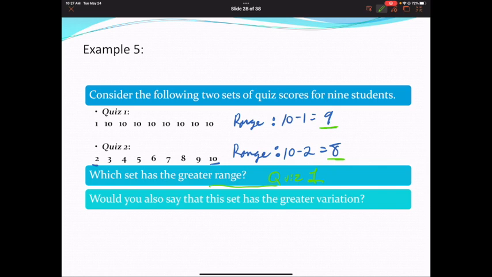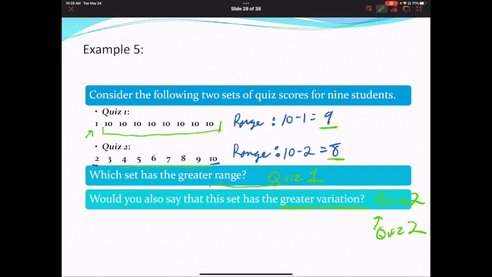But which set has the greater variation? Which set has the greater spread? Well, quiz 1, all of the values are 10 except for this guy, right? So that's kind of very little variation. That one, probably an outlier if we're going to be honest, right? But quiz 2 has a greater spread. Quiz 2 has the greater variation.